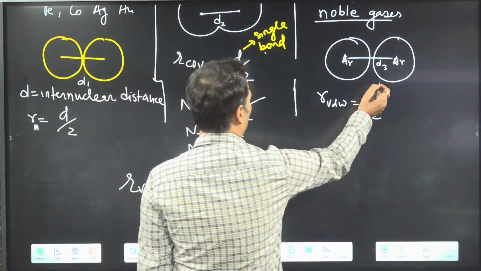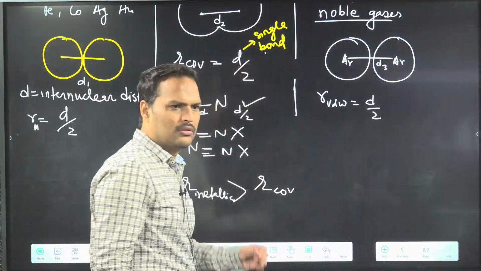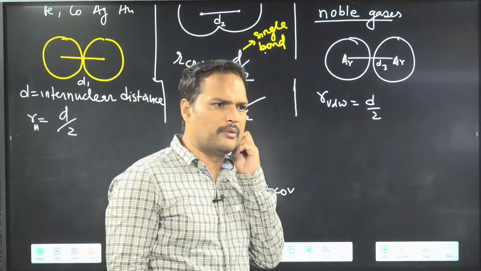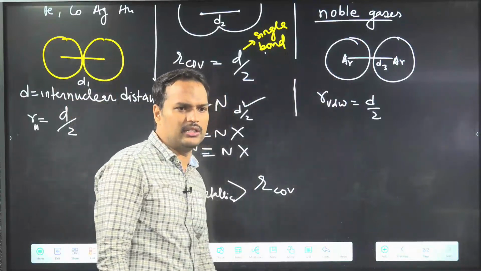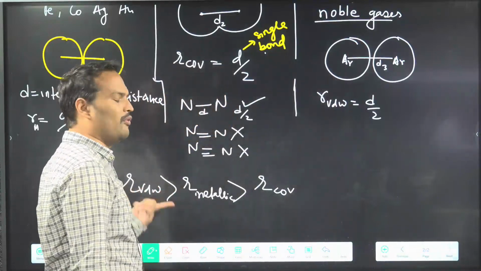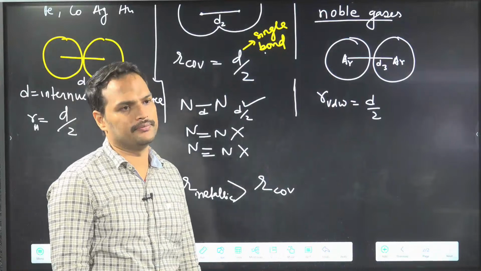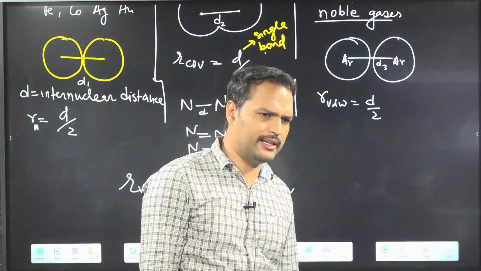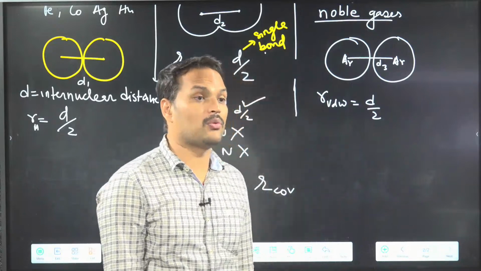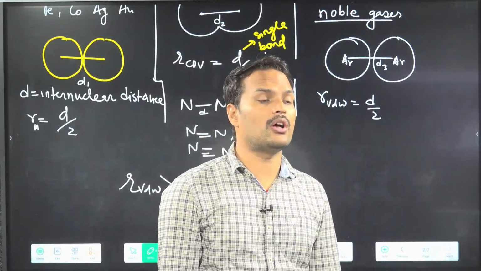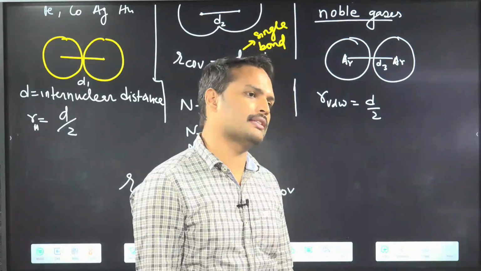You can write D3 by 2 also. It doesn't matter. I am just writing D1, D2, D3 just to compare. D3 is highest. So van der Waals radius is biggest. Van der Waals radius is biggest. And van der Waals radius generally we measure in case of noble gases.